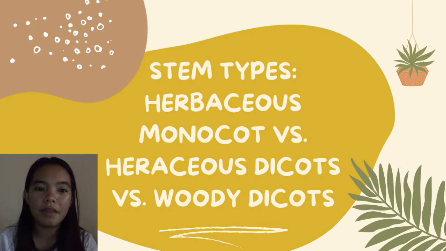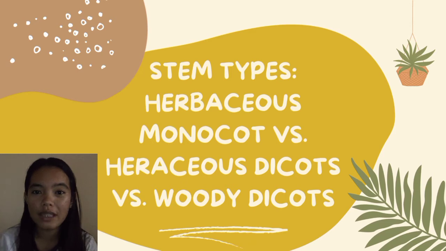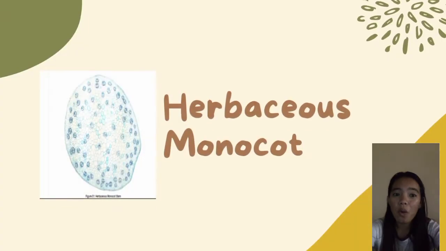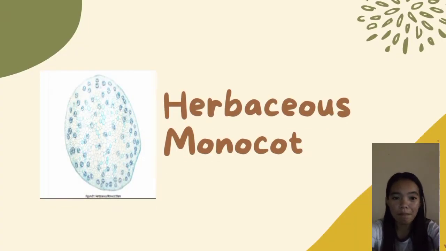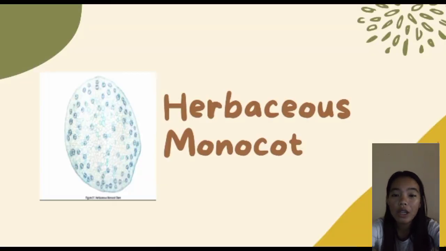And now, herbaceous monocot versus herbaceous dicot versus woody stem. What is a herbaceous monocot stem? All plants begin their development as herbaceous or non-woody organisms. In a herbaceous monocot stem, the vascular bundles are scattered. Moreover, monocot stems do not have cambium. In addition, distinct areas of pith and cortex are absent in monocot stems.